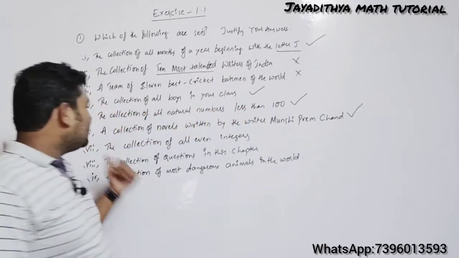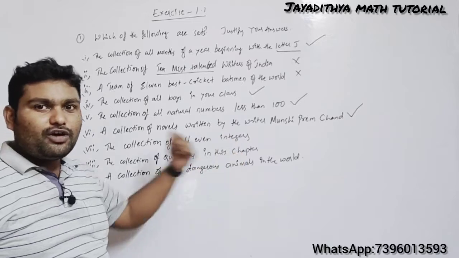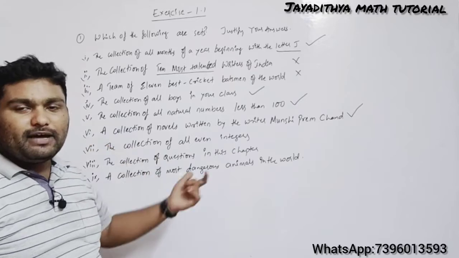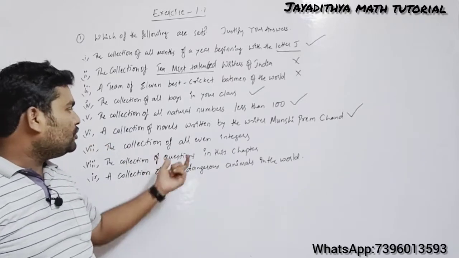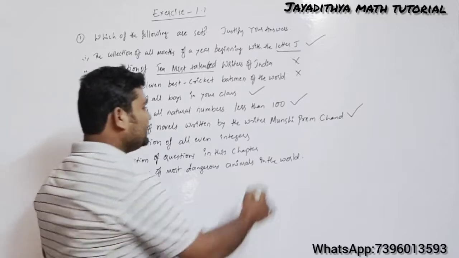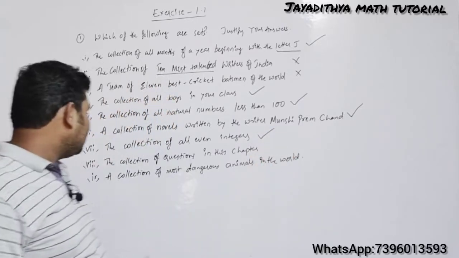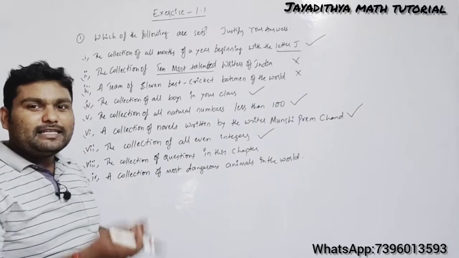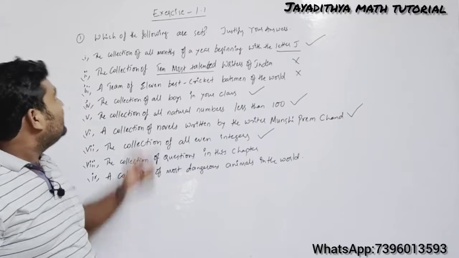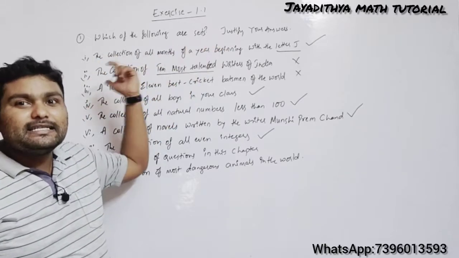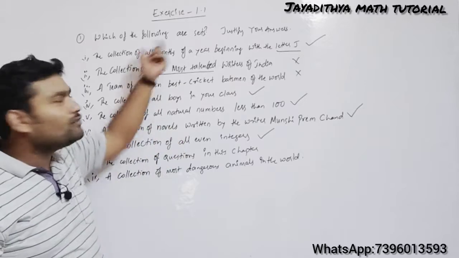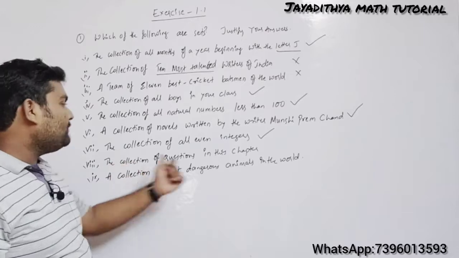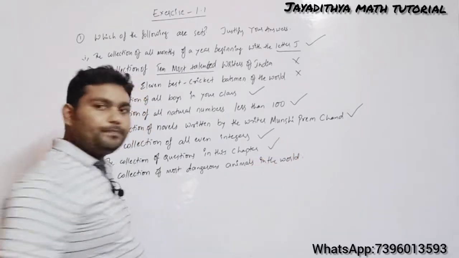And the next one, collection of all even integers. Here also we will have specific values. You can ask anyone, and your answer will be the same. So this is a well-defined collection, therefore it is also a set. And the next one, collection of questions in this chapter. By looking at a question you can easily say whether it belongs to the chapter sets or not, right? For example, Which of the following are sets? Justify your answer. Just by looking at this question you can easily say that it belongs to the chapter Sets. So it is also a well-defined collection, therefore it is also a set.